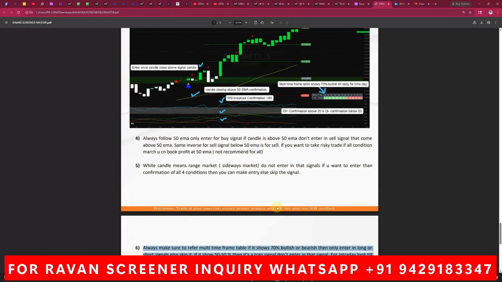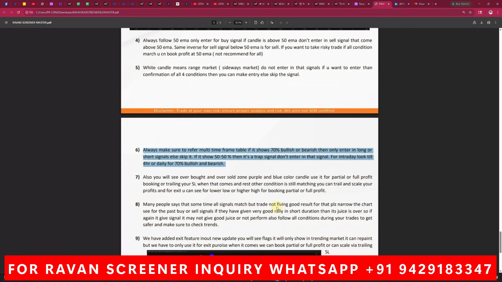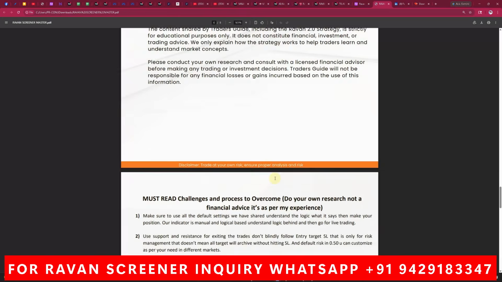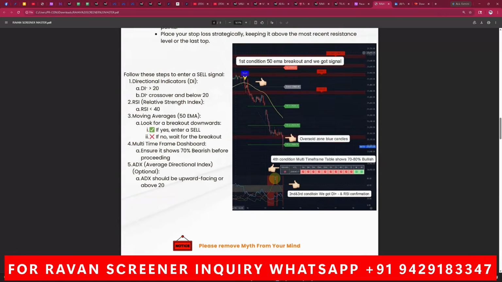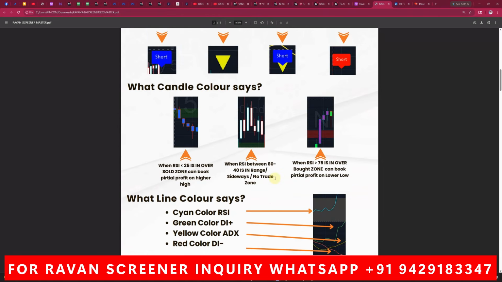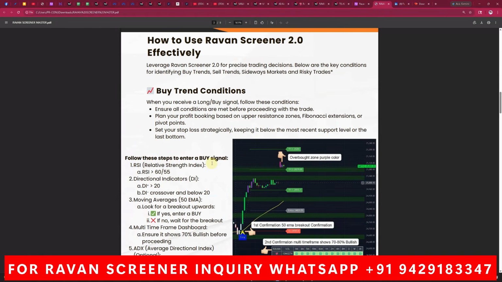Next, white candles done. Okay. Also, you will see the overbought, oversold. Okay, now let's understand the logic of overbought, oversold. I already explained earlier, but when you have to exit and for overbought and oversold, when you can trail, we'll discuss. See, these candles you can see on the chart whenever you are trading. You will see these overbought and oversold candles. When to exit and when to enter.